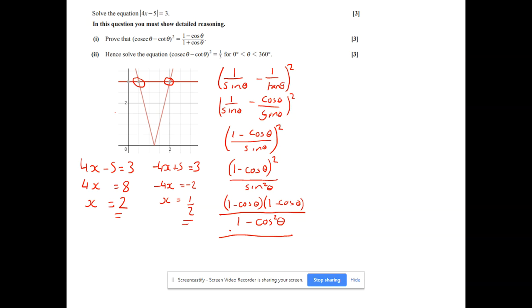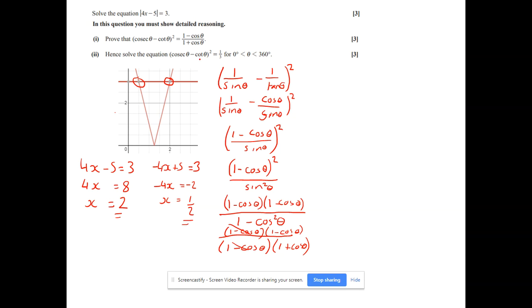So again, if I write it, it's going to look a bit bad. So 1 minus cos theta in one bracket, 1 minus cos theta in the second bracket. And on the bottom, because of the difference of two squares, 1 minus cos theta and 1 plus cos theta. Again, you can check by multiplying out, but they do cancel, and that cancels, leaving the right-hand side. I've just run out of room, so I'm not going to put that down.